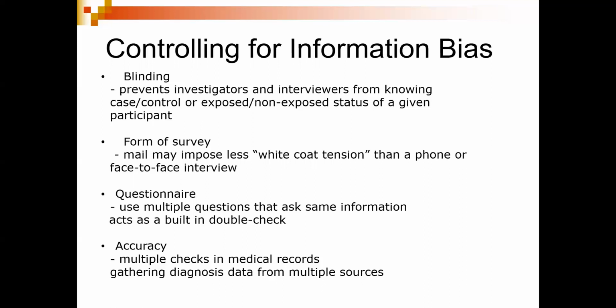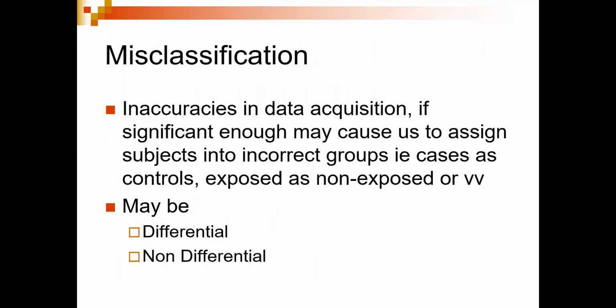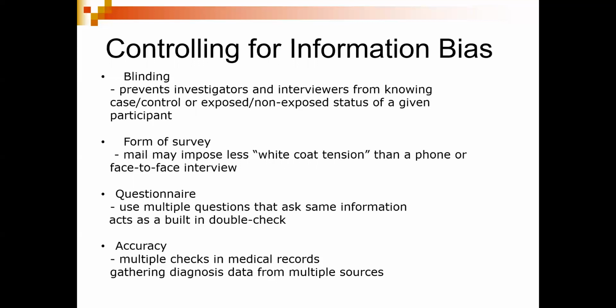And this triangulation, I think, is more or less what we are saying in the next point about accuracy, where we can do multiple checks in medical records, gathering diagnosed data from multiple sources. That's the triangulation, where you're using data from various sources to really confirm whatever you'll be collecting. So yeah, I think those are really just some key points in terms of bias.